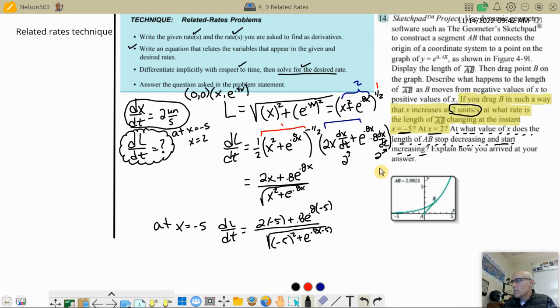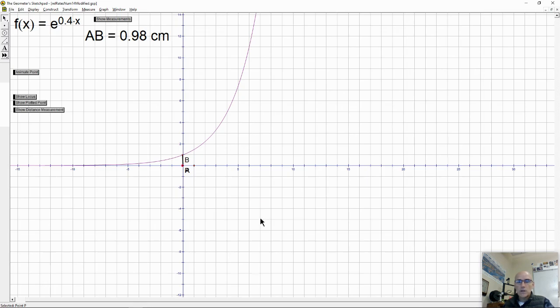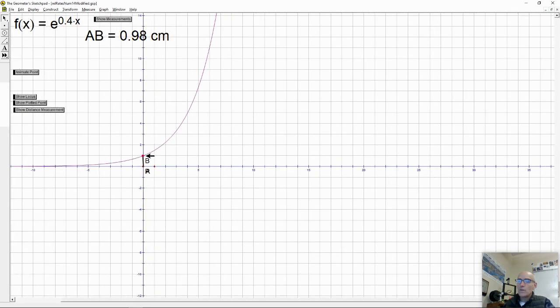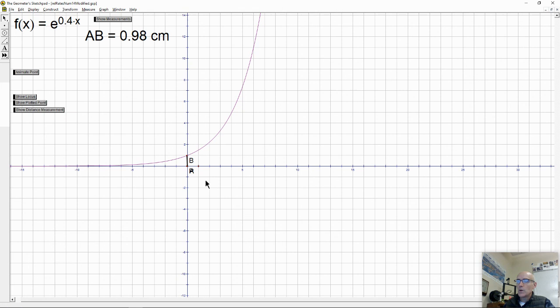How would we determine that where it says at what value of x does the length of AB stop decreasing and start increasing? Explain how you arrived at your answer. Well, I'm just doing that using Geo Sketchpad. But I want you to think about, is there a way to use some of these ideas here to figure out what that point is exactly? Like where is dL/dt going from negative to positive, right? Because at -5, you're going to get a negative answer here. At 2, you're going to get a positive answer.